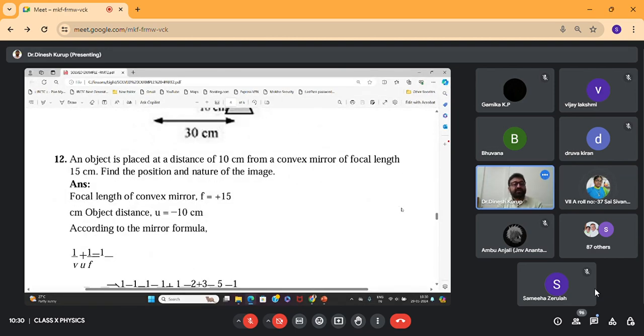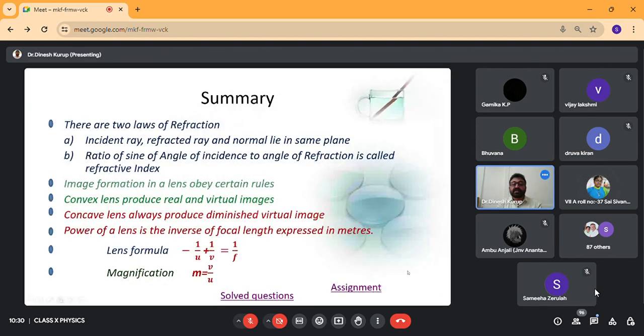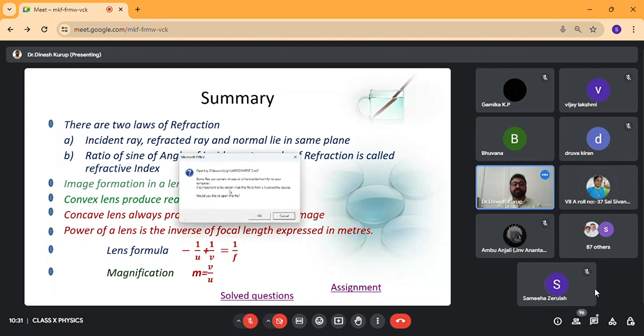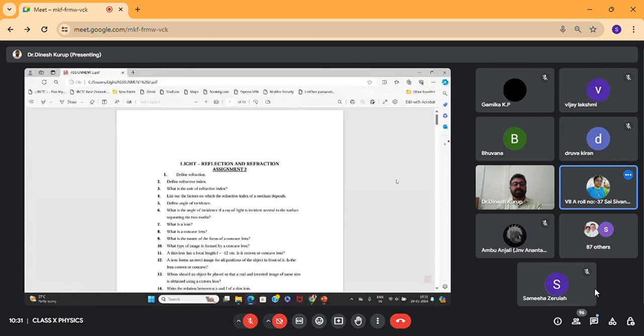Okay, so try to solve as many questions as you can from the CBSE textbook as well as other reference materials. Solving a large number of questions will increase your efficiency and you will get a good score in the board examinations. And if you are interested in doing assignments, there is an assignment for you.